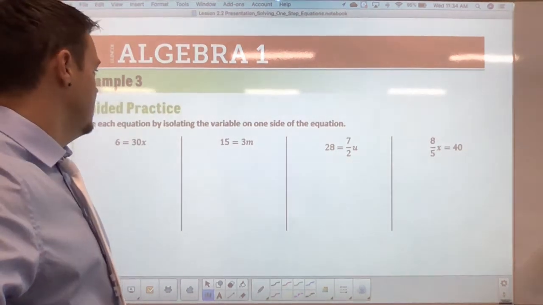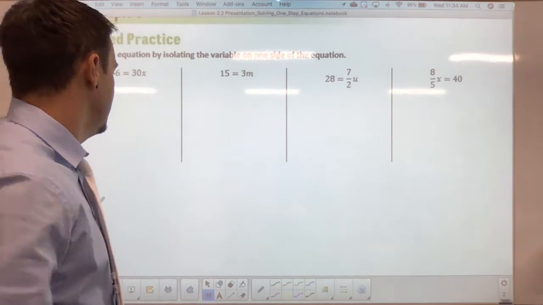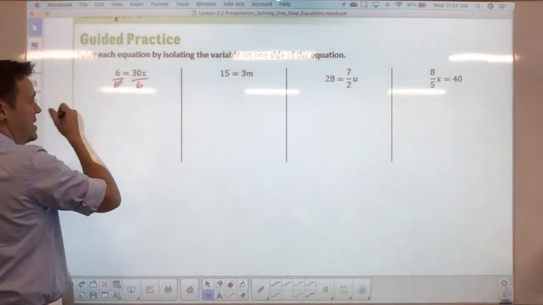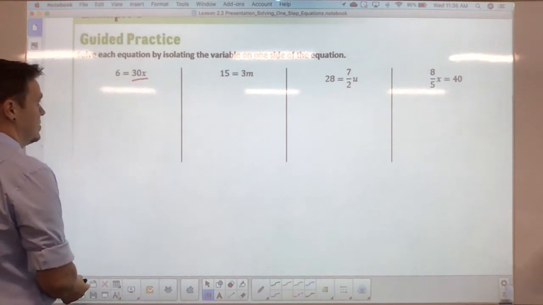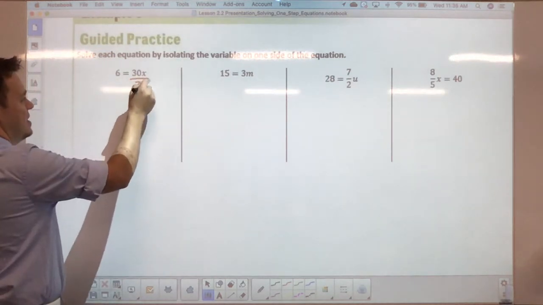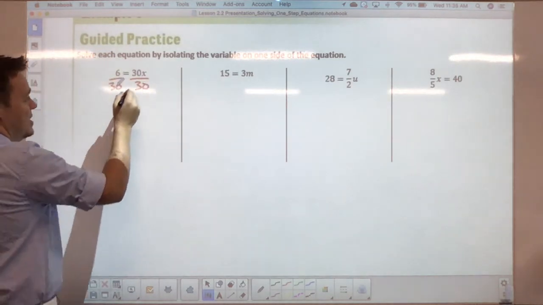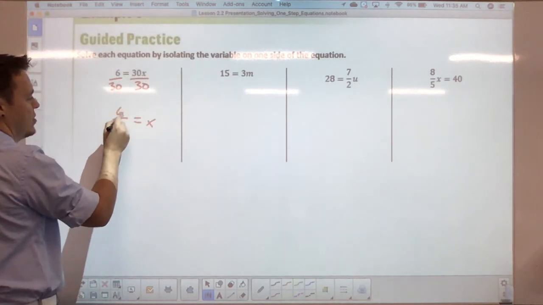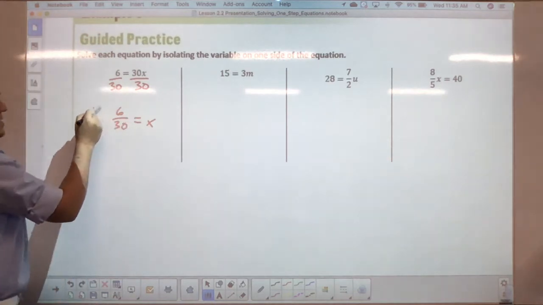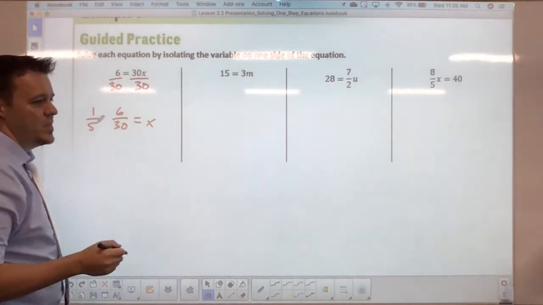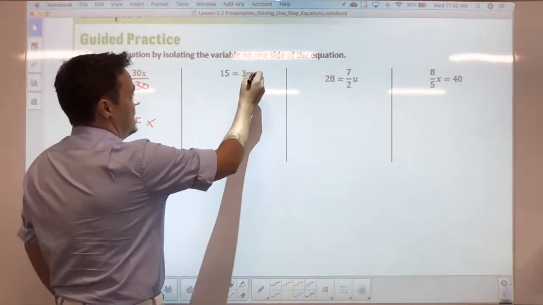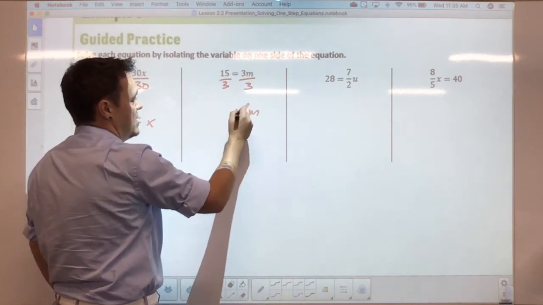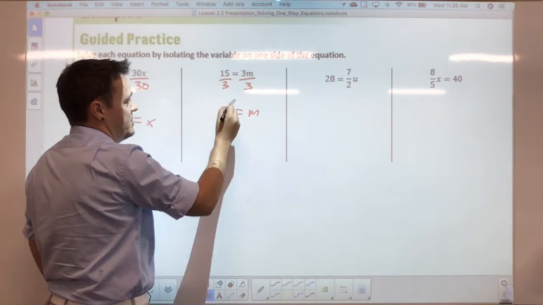All right, same thing, pausing the video, hopefully, and working on it yourself quickly. This would be divided by 6, not 6, sorry, wrong way. Divide by 30. And then if you do that, this side would be x, and it equals 6 over 30, which you can reduce down to 1/5. The next one over here would be divided by 3. If you do that, you get m equals, and then 15 divided by 3 would be 5.